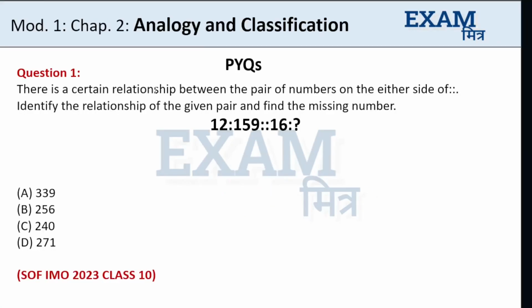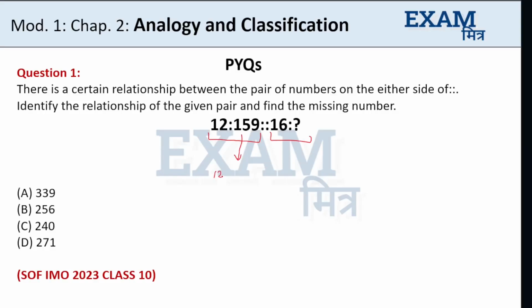There is a certain relationship between the pair of numbers on either side of the double colon. Identify the relationship of the given pair and find the missing number. That means we need to find a relationship between these two and establish the same relationship with these two to get the missing number. Now, look at this first pair. This is 12 and this is 159.